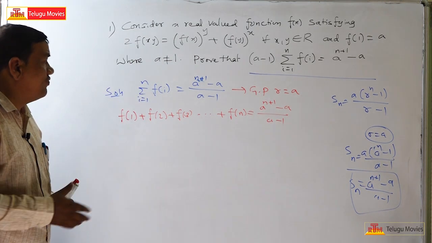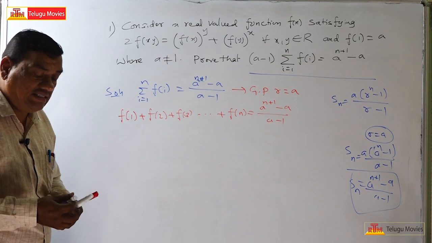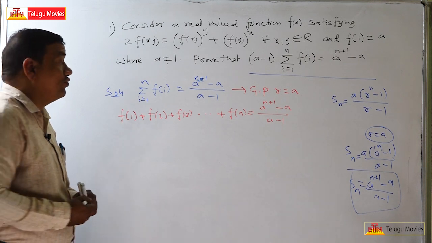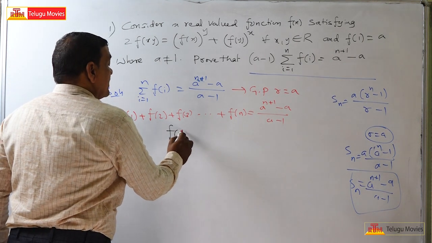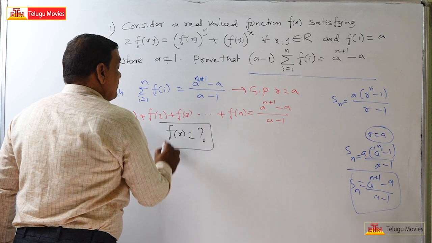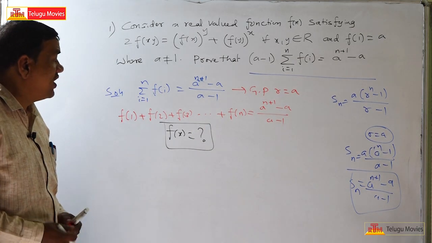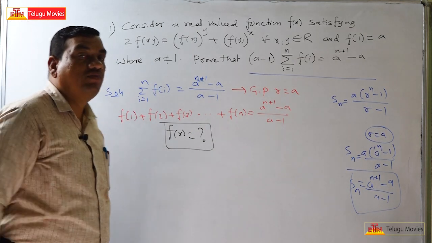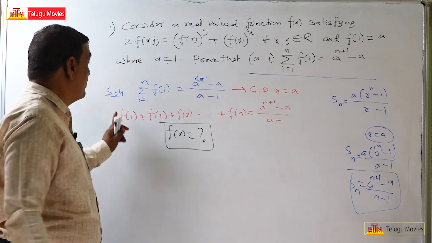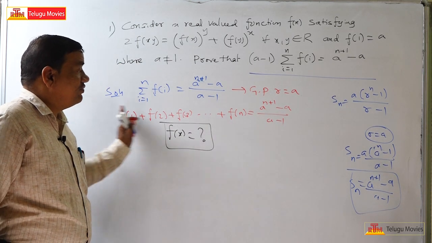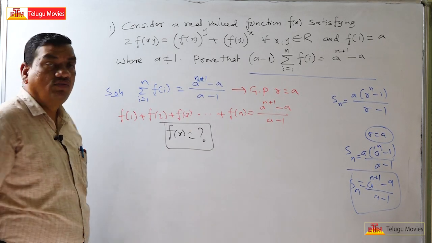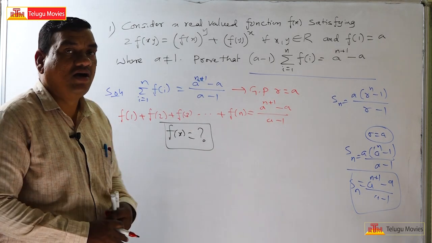Now what are f of 1, f of 2, f of 3? You have to find out f of x. What is f of x? If you find out f of x, the problem will be over. Then we will write f of 1, f of 2, f of 3 and substitute here. Automatically, we will get the right answer. So this is the analysis of the problem.